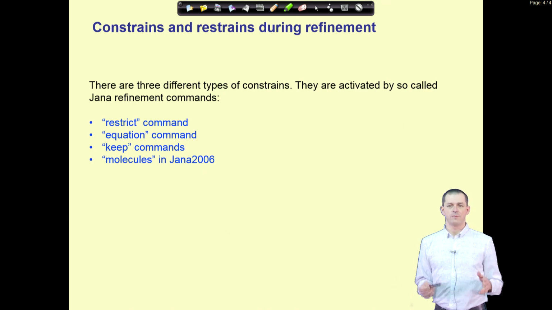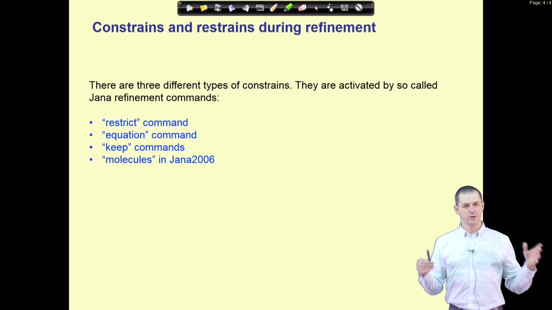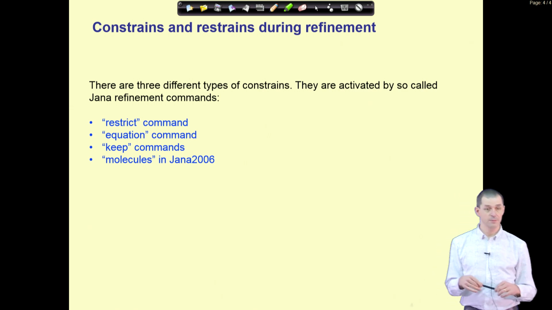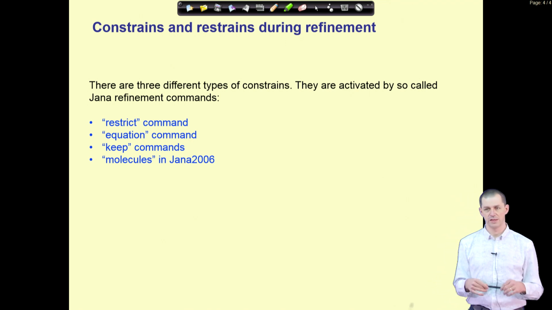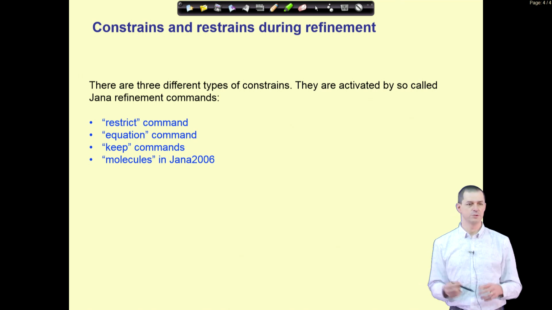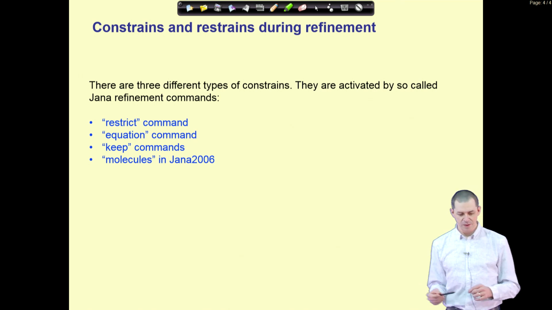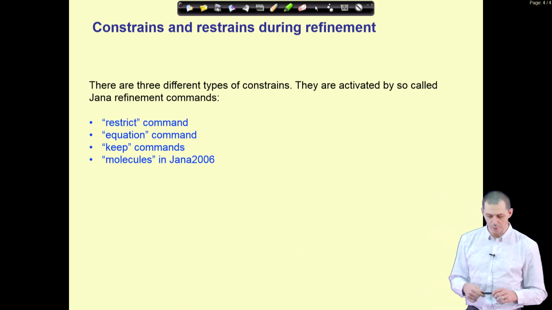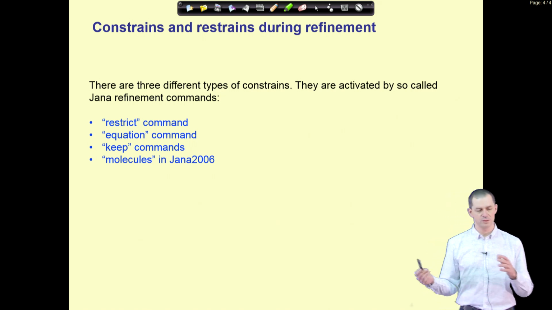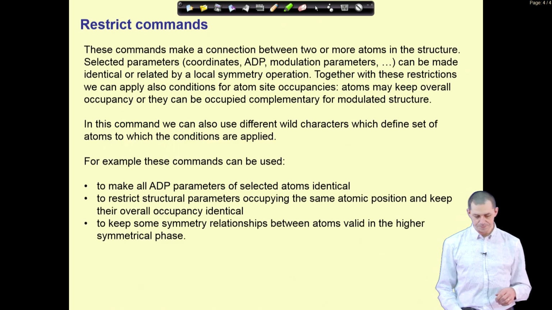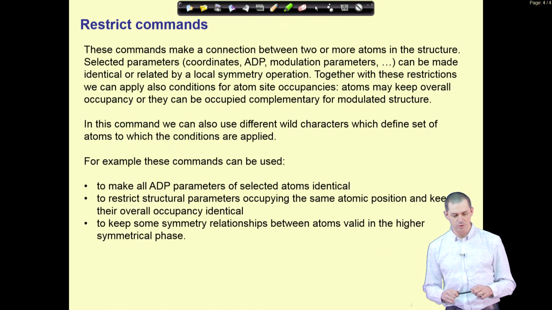Ideally, if you refine a structure, you would like to refine all atomic positions independently and really get the structure as independent of external information as possible. But sometimes this is simply not possible because the data do not contain enough information to give you, for example, the positions of hydrogen atoms completely. And you may need to impose certain types of constraints or restraints in the data. We will have a special lecture on constraints and restraints. So here I just very quickly say what's possible in Jana.